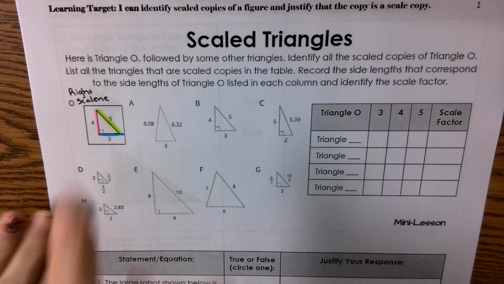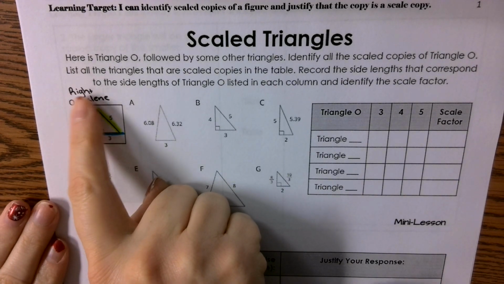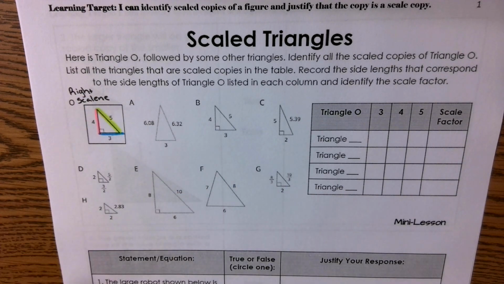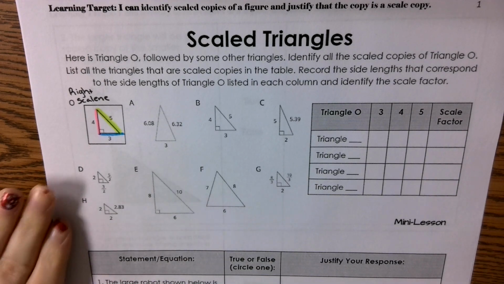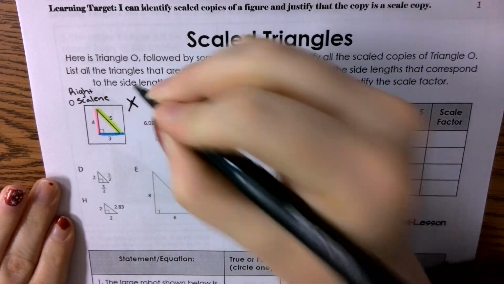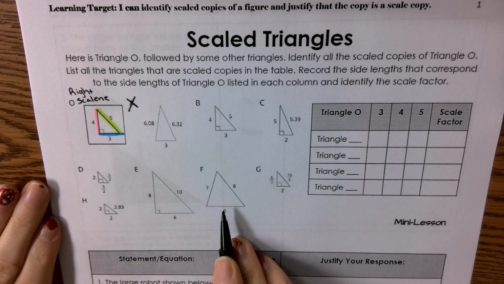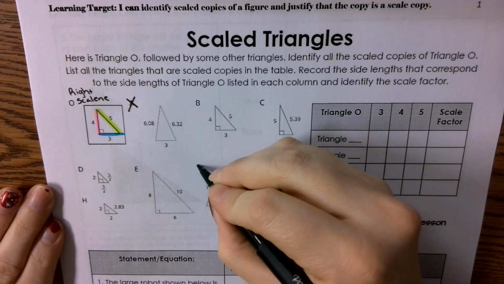So right off the bat, knowing that I have to look for a right triangle and that the right triangle has to have all 3 different measurements, who can raise their hand and tell me what are some triangles I can automatically get rid of because they're not right? What's a triangle up here that's not a right triangle that I can get rid of? AJ? A I can get rid of because it's not a right triangle, so automatically I know it's not a scaled copy. What's another one that I can automatically get rid of? Michaela? F is not a right triangle, so I can automatically get rid of that.